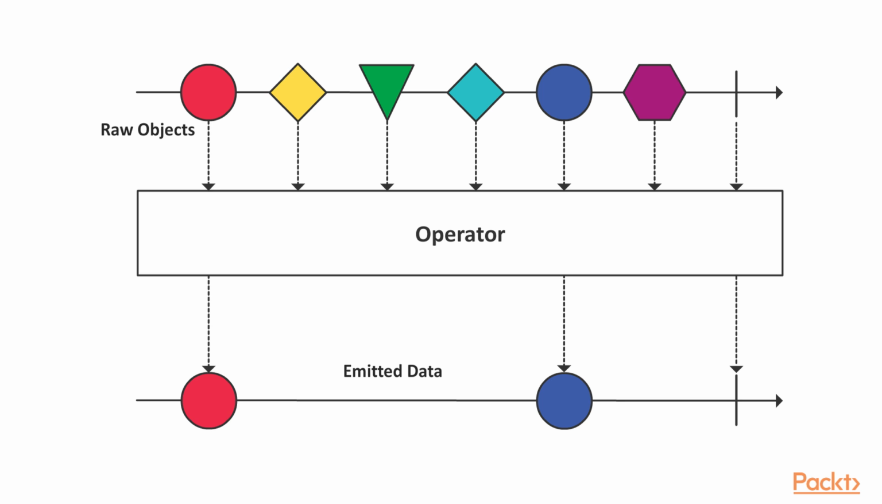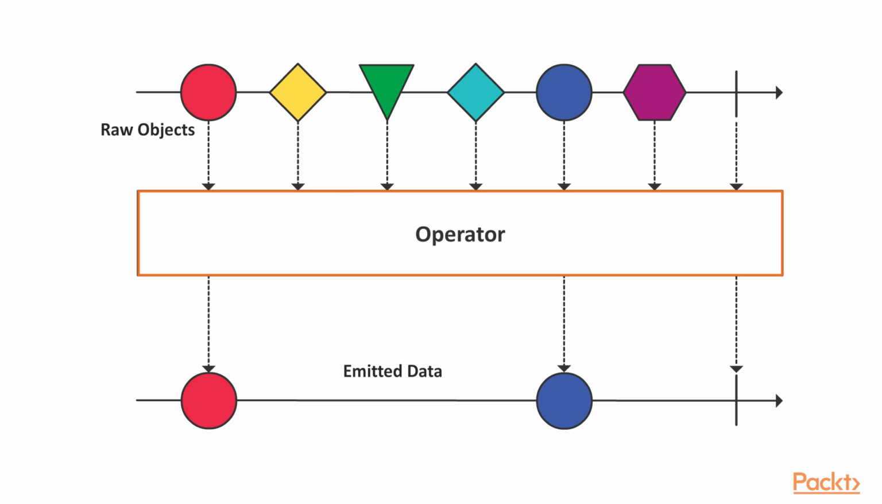So now, the marble diagram. Rx uses marble diagrams to explain how any operator works. Marble diagrams are very convenient and easy to understand. So this is an example of a marble diagram. The first line above the box indicates the raw data. This data needs to be emitted by the observable. Different types of objects are displayed with different shapes. The box in the middle indicates the operator.